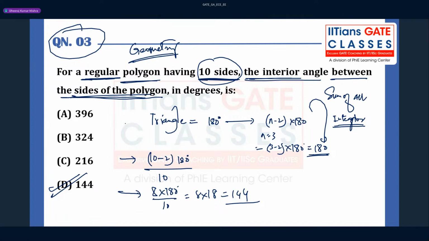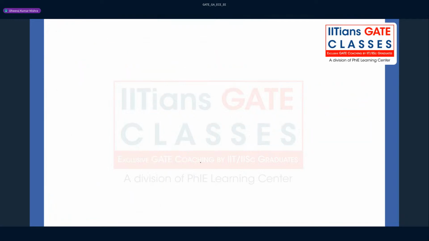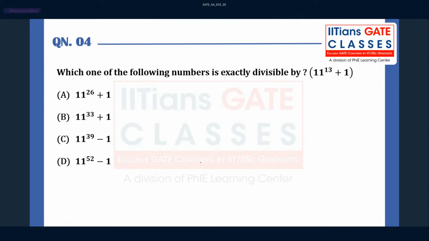For a regular polygon, how did we come to know that we have to divide by 10? Because it is a regular polygon, the number of sides is the same. So total 10 sides are there, the total angle is 1440, and then you have to divide by 10. So it was a very simple, straightforward question. I think this is clear for all, yeah.